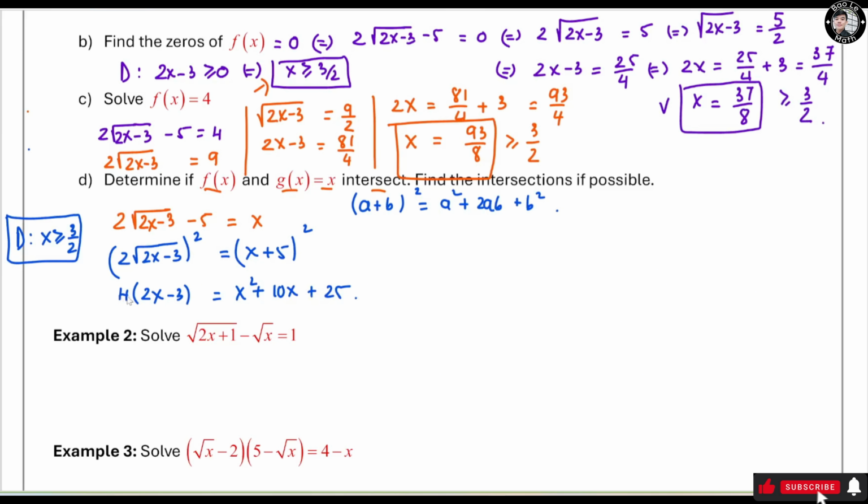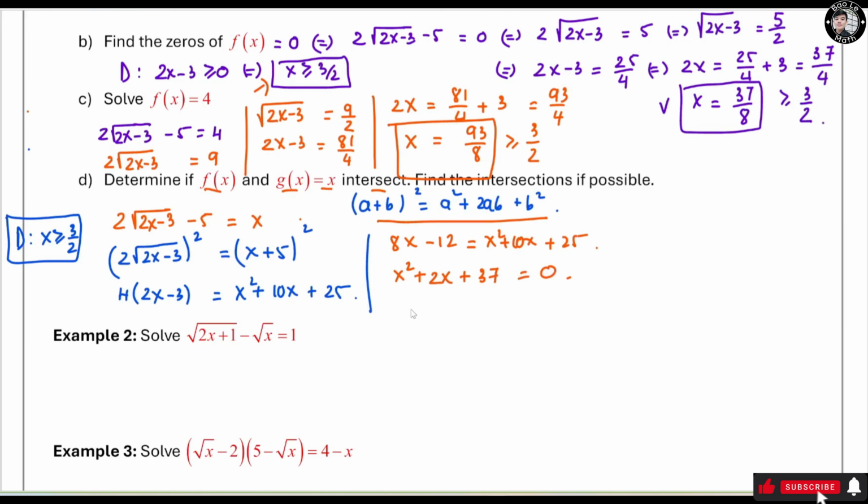So I'm going to distribute this one, so it turns out to be 8s minus 12 equals s squared plus 10s plus 25. So it's going to be s squared. Subtract 8s from both sides, it could be plus 2s, right? And add 12 to both sides, it could be plus 37 equals 0, right?